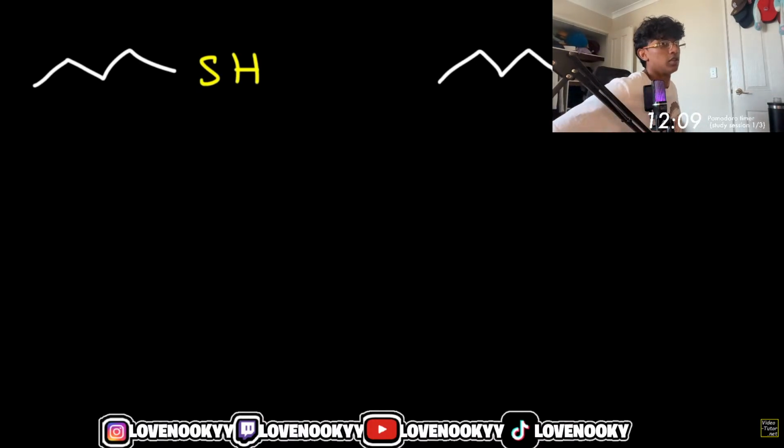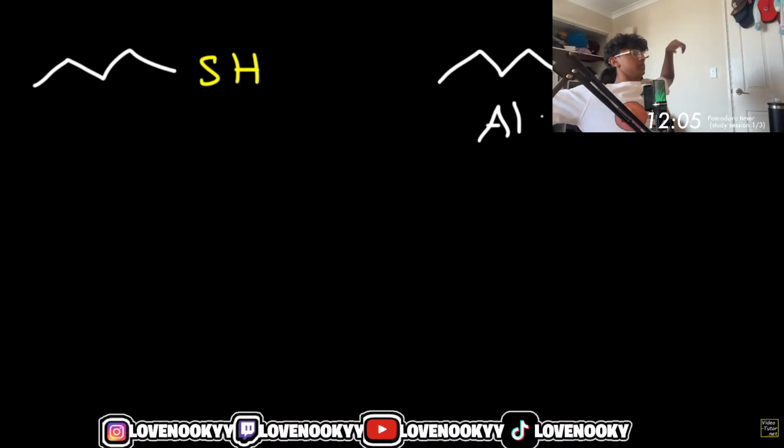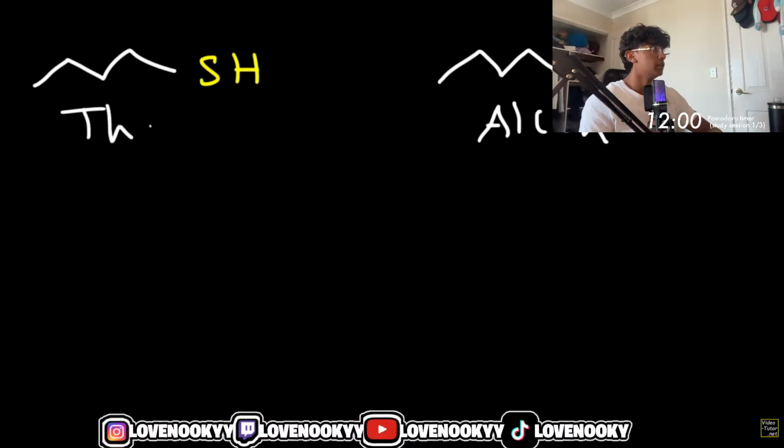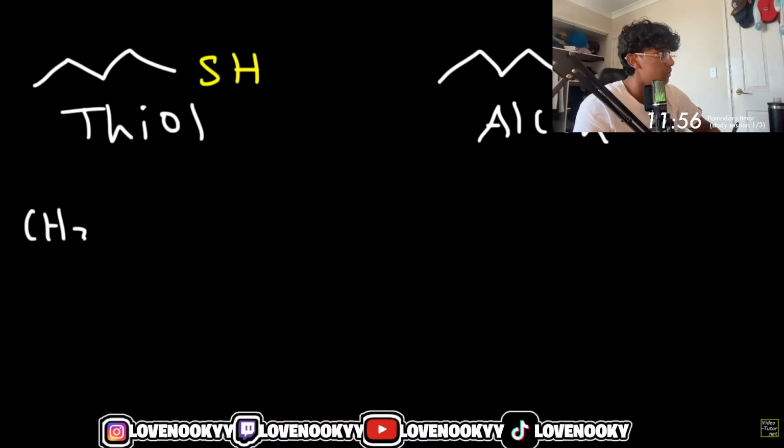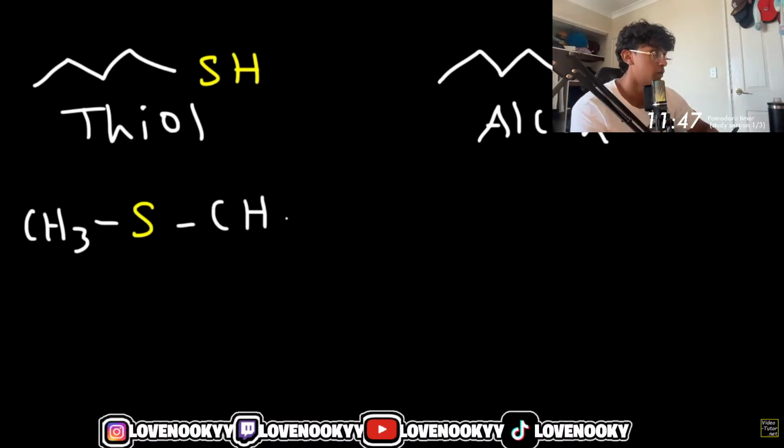Now what about this example? Let's say we have an SH group. How is it similar to an OH group? Now we know if we have an OH group, it's an alcohol. What if we have an SH group? This is called a thiol. If you see a sulfur attached to a carbon, let's say a hydrocarbon, the word thiol will be present.